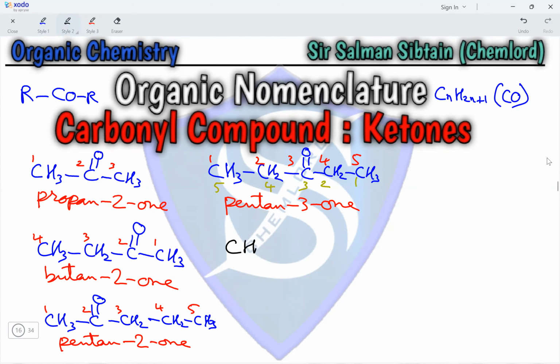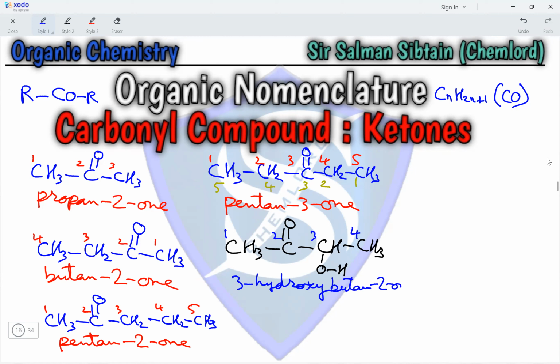So now let's introduce some substituted groups to our ketones. So we would have CH3 C double bond O CH CH3 with an OH group placed here. So the name of this compound would be, 1, 2, 3, 4, 3-hydroxybutan-2-one.